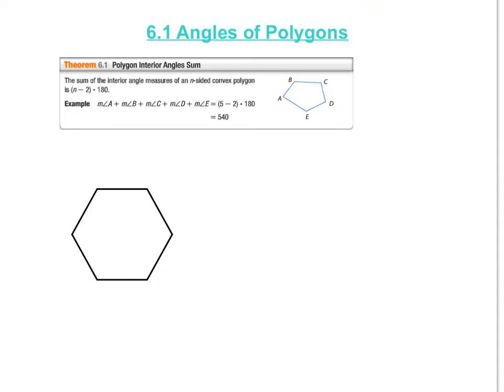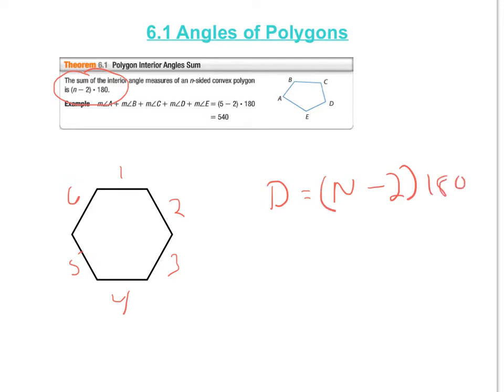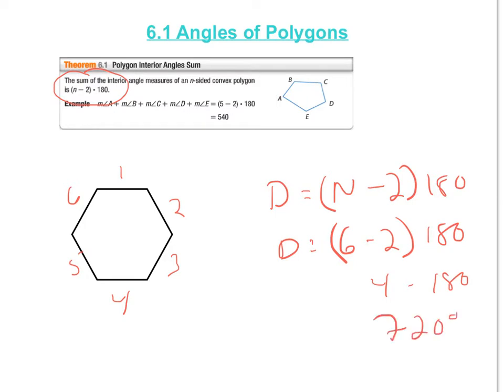So the formula for finding the number of degrees in a polygon is right here. You do n minus 2 times 180. I just did the hexagon, but if I do a hexagon, I got 1, 2, 3, 4, 5, 6 sides. So I know that my degrees is equal to n, the number of sides, minus 2 times 180. So D is equal to 6 minus 2 times 180, which is 4 times 180, 720 degrees.